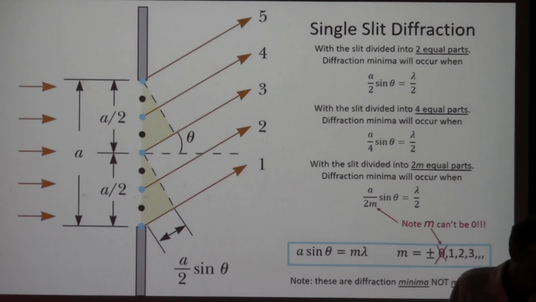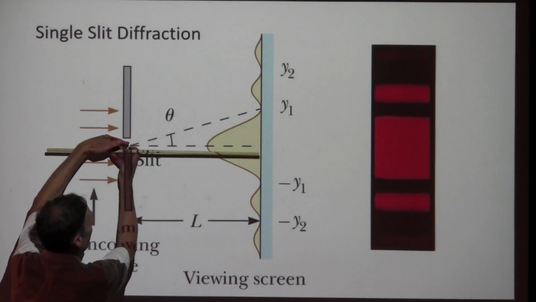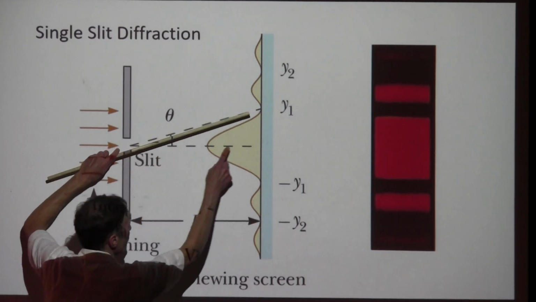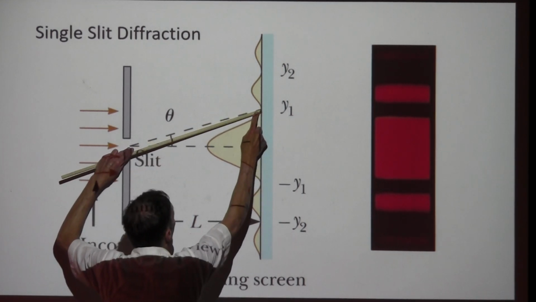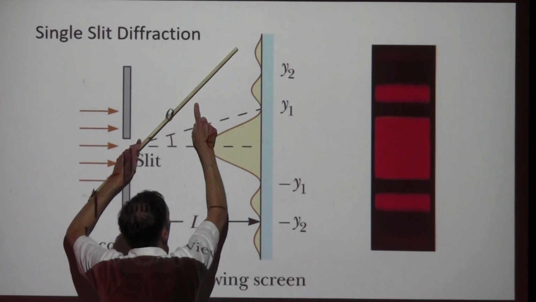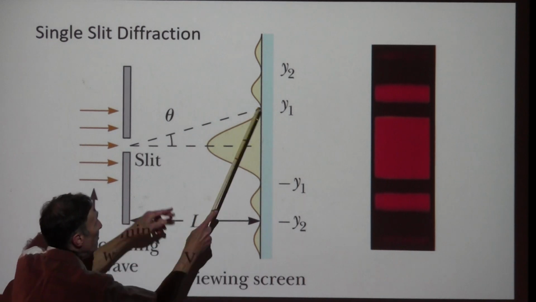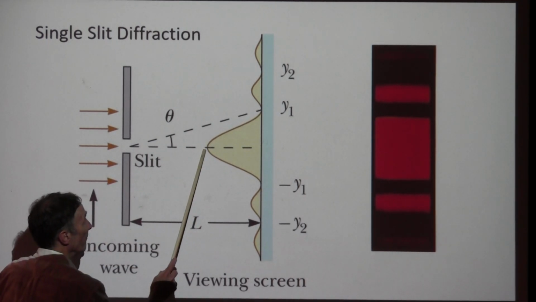And let me just go back to that picture here for a second. The idea is that we're going out at a certain angle, and there'll be this first one. This is m equal to 1. There'll be another one, m equal to 2, m equal to 3, and so on. But these do locate the minima, not the maxima.